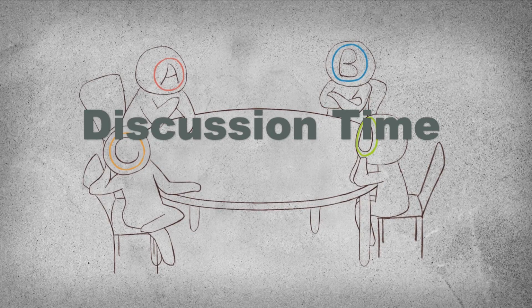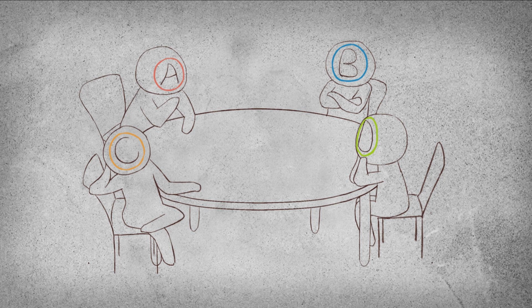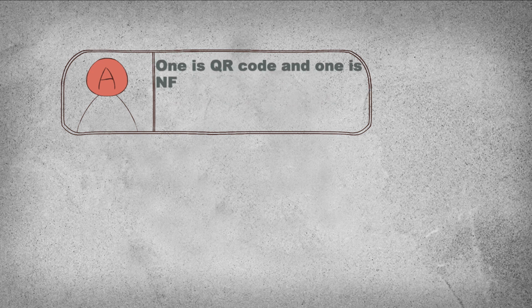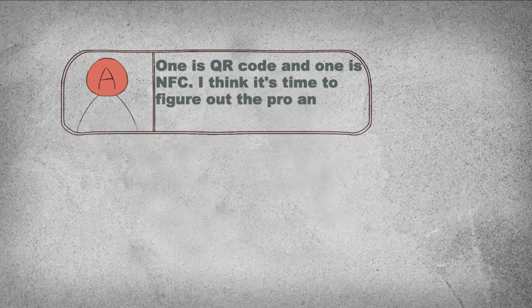Discussion time. We have two main types of mobile payment. One is QR code and another one is NFC. So I think currently we need to figure out the pros and cons of these two methods first. What do you guys think about that?